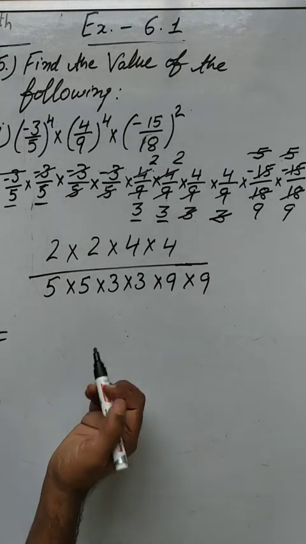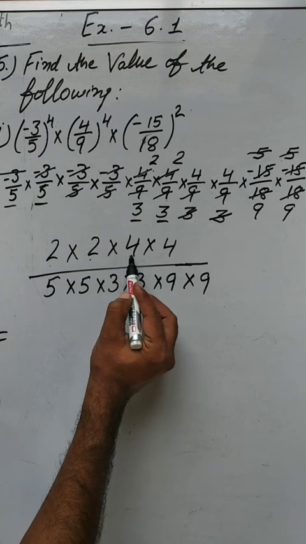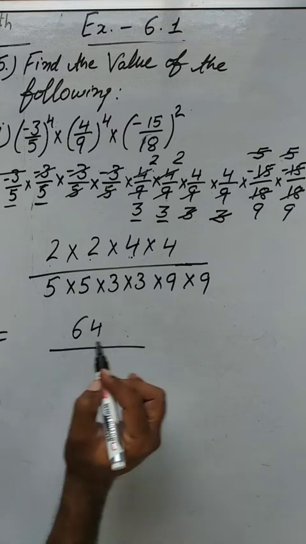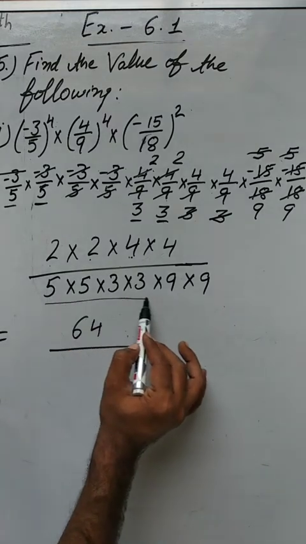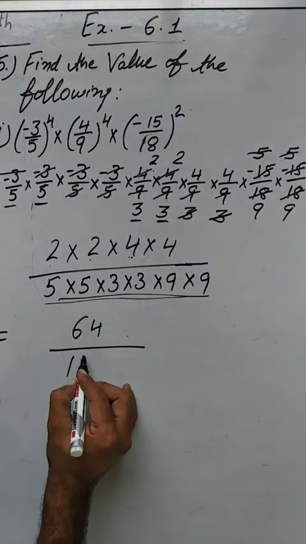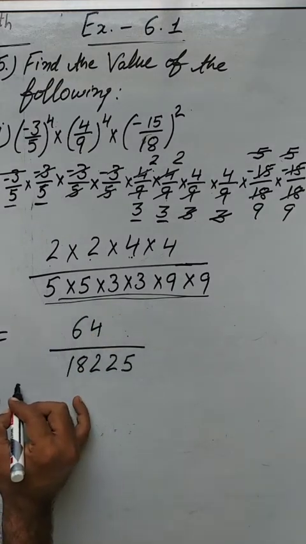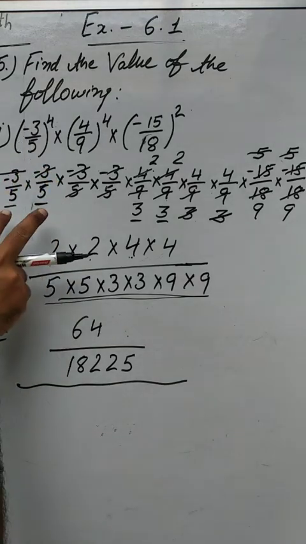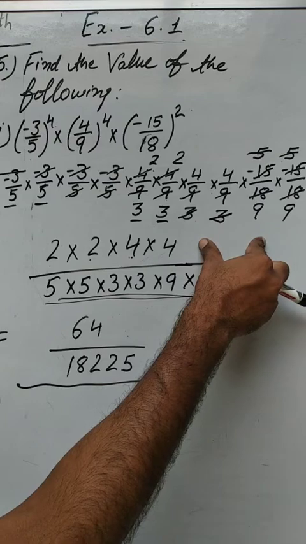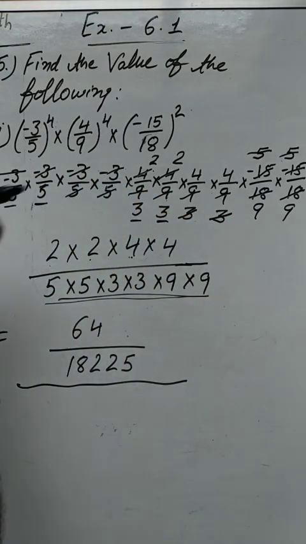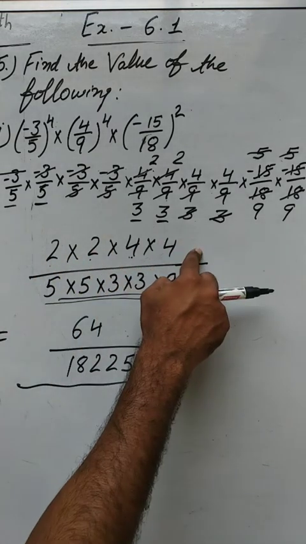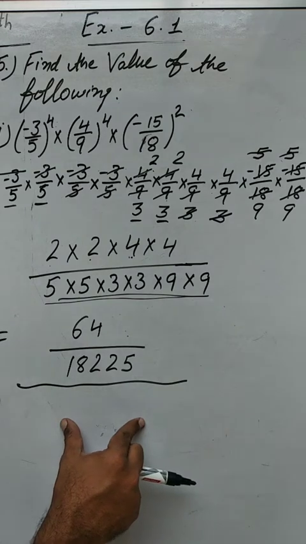Now, beta, multiply and get the answer. 2 2s are 4, 4 4s are 16, 16 4s are 64. Okay, and multiply these numbers. When you multiply these numbers, you will get 18,225. Okay beta, understood? This is your answer. Simply, the terms that are common in the denominator and numerator, you have to cancel after opening the exponent. Whenever nothing is common, you have to multiply numerator and denominator and get your answer.